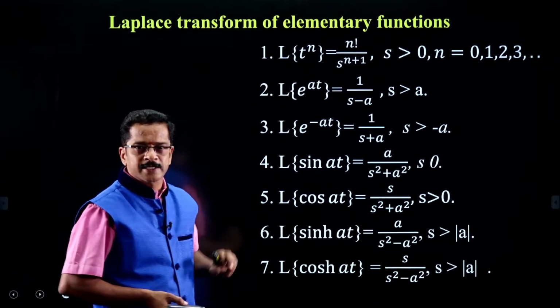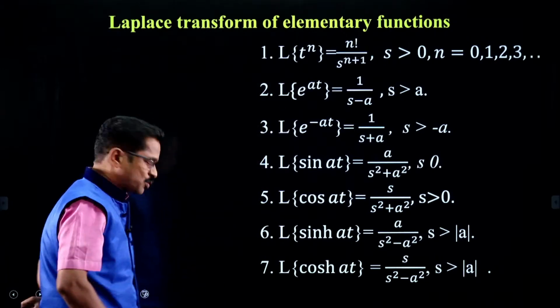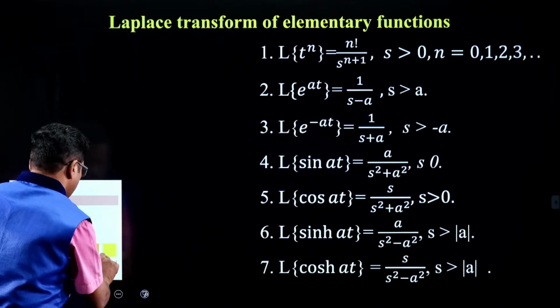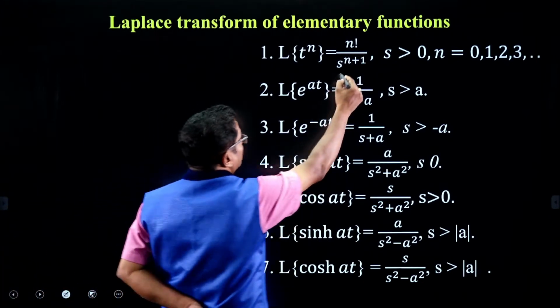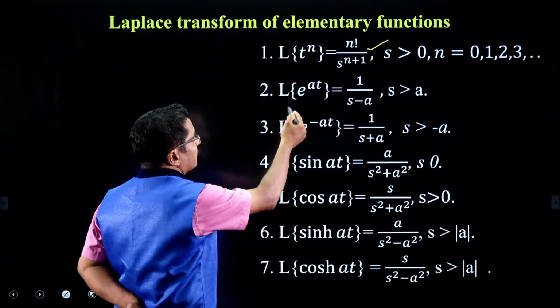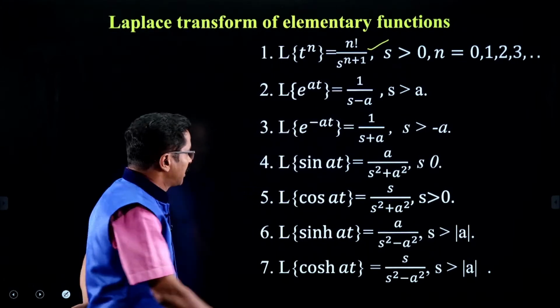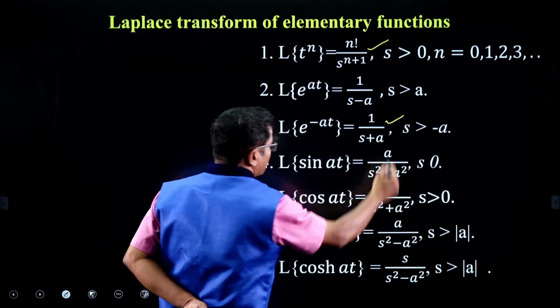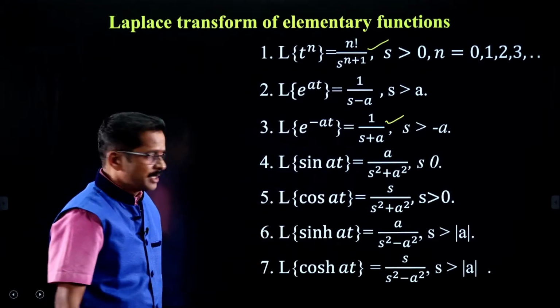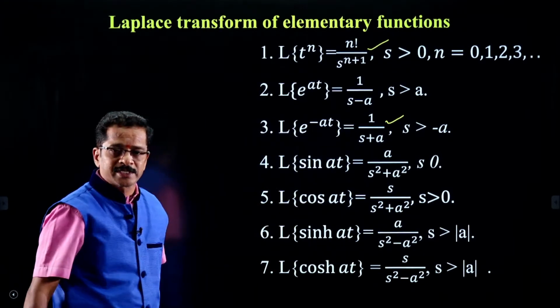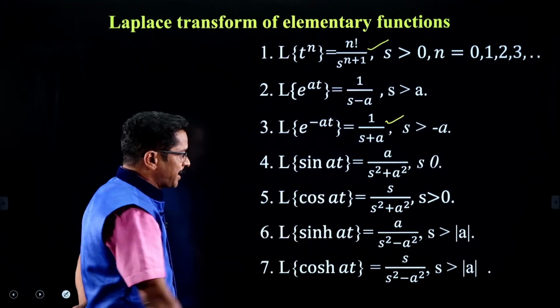So please remember these formulae. L of t power n is n factorial by s power n plus 1. L of e power at is 1 by s minus a. L of e power minus at is 1 by s plus a. L of sin at is a by s square plus a square. L of cos at is s by s square plus a square. L of sinh at is a by s square minus a square.